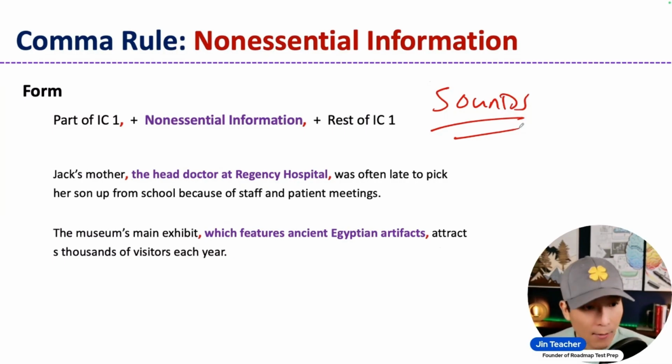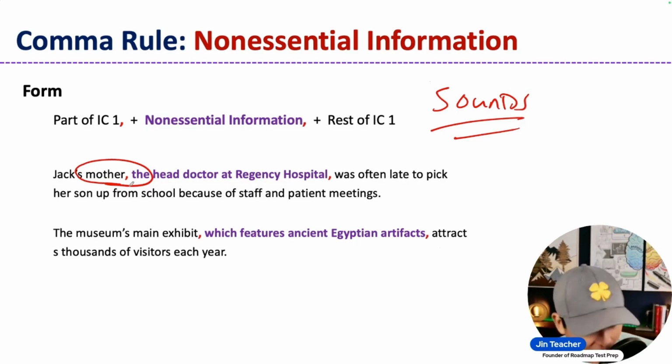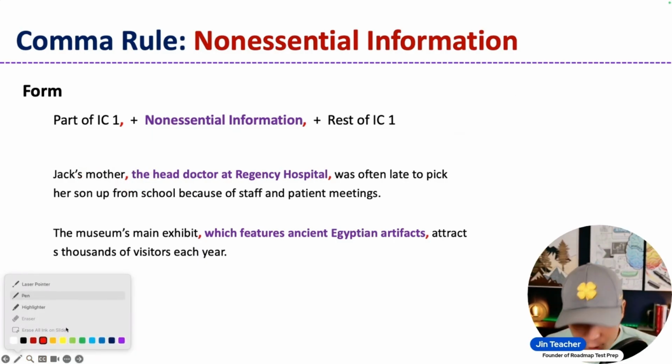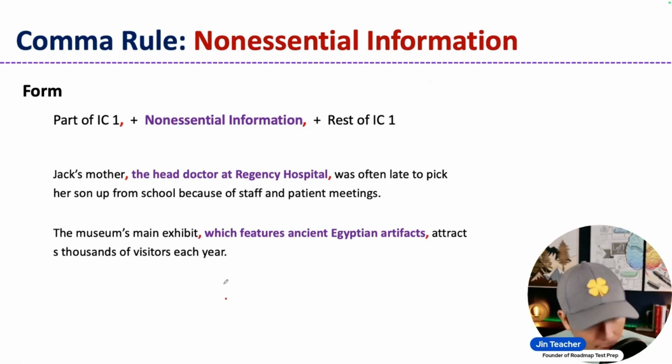So in other words, you wouldn't read the sentence like "Jack's mother, the." You wouldn't say "mother, the head doctor." You wouldn't read it like it's one connected thought, right? Instead, it kind of sounds like there should be a break or an interruption between these words. Kind of sounds like you should pause after mother, right? So when you read the sentence, you should say, "Jack's mother, the head doctor at Regency Hospital, was often late to pick her son up from school because of staff and patient meetings," right? So on one level, non-essential information kind of sounds like it should be interrupted. There should be a break or a pause between words.